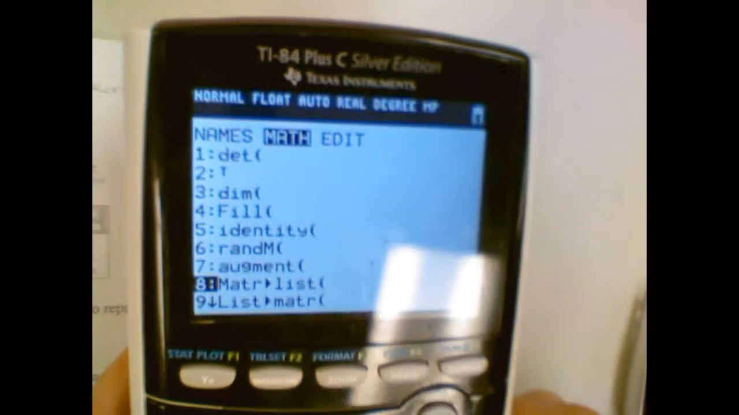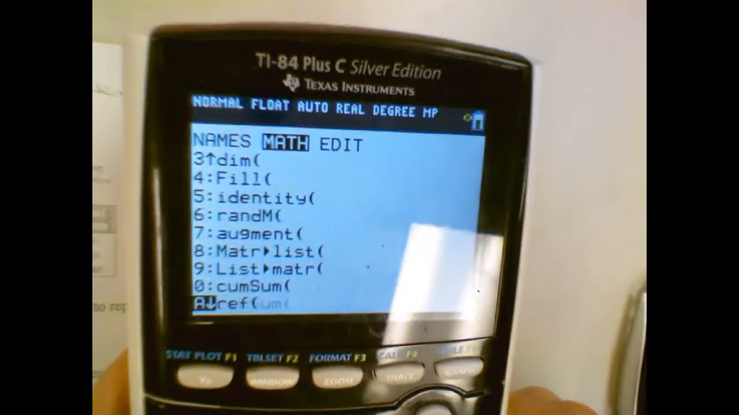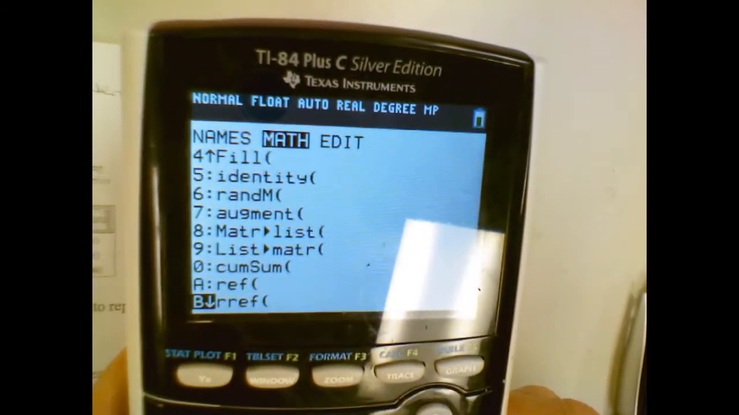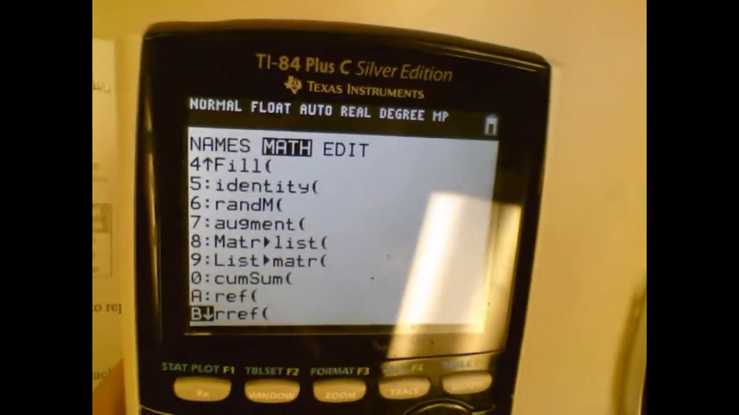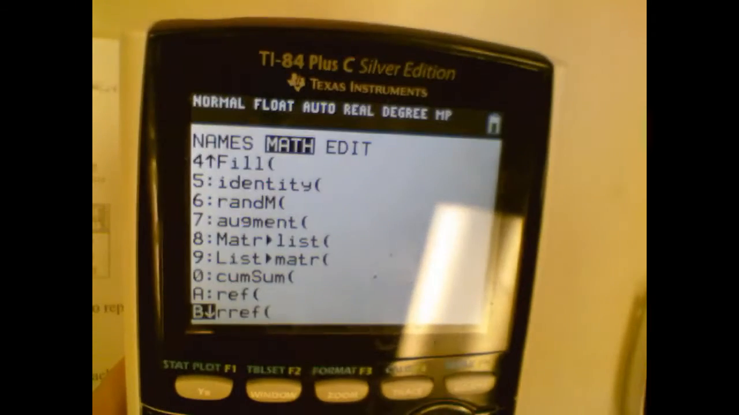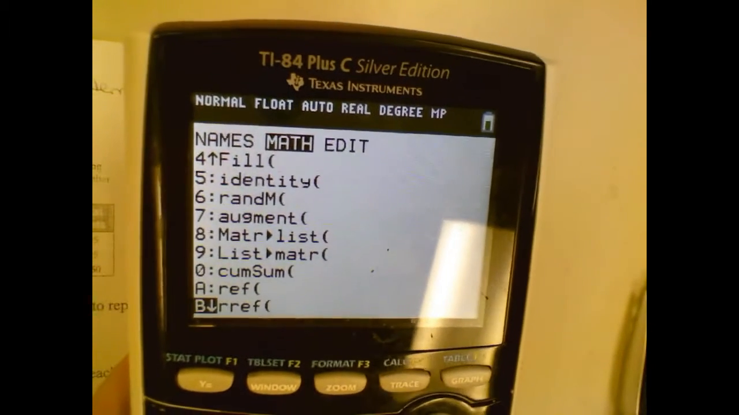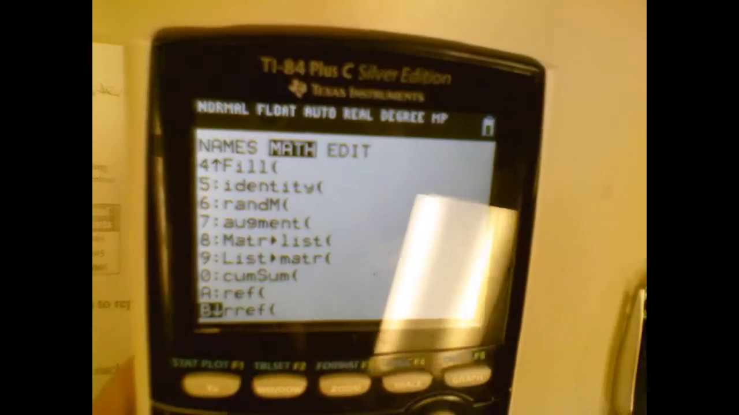Go down to the key that says RREF. Question? Oh, yeah, we already learned how to solve by hand in algebra. I'm not teaching you the algebra way. You guys should know how to solve a system of equations, but I can tell you how to do it.